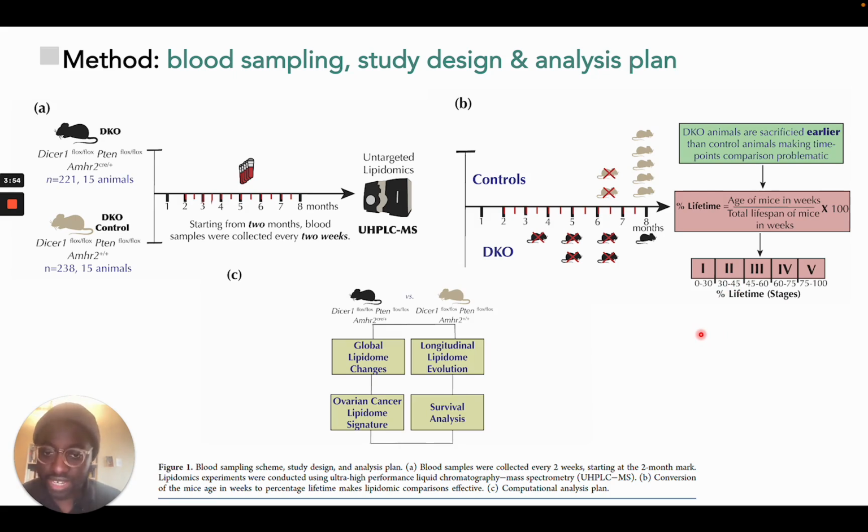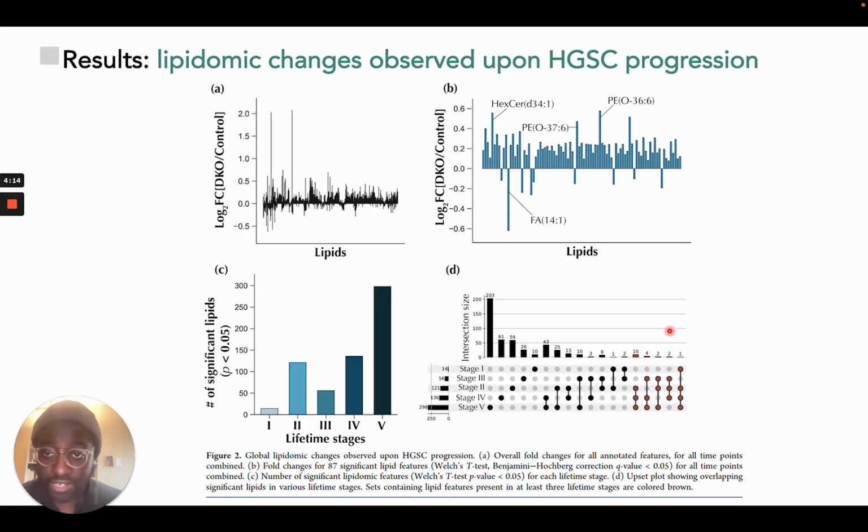After that, we did a bunch of computational analysis to really uncover the patterns: global lipidome changes, longitudinal lipidome evolution, ovarian cancer lipidome signature, and of course I also did some survival analysis. So let's get this going. I'm just going to be walking through the main figures very briefly.